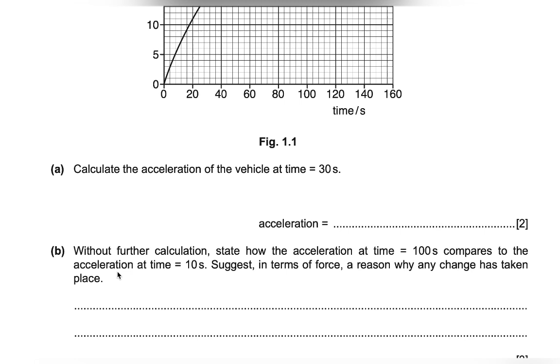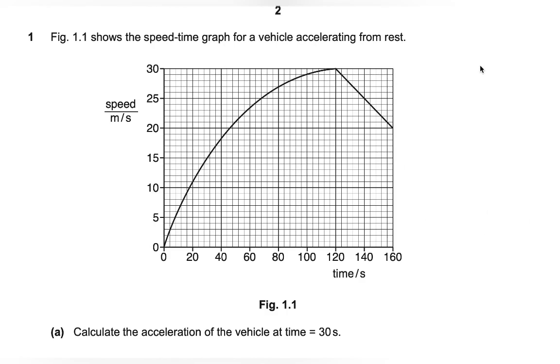Acceleration at time t equal to 100 is slower because the vehicle is reducing. See, at 100 the vehicle is reducing almost to a constant speed, so it will be slower. Here it's faster. At this point, t equal to 10, the acceleration is increasing. This is called increasing acceleration. This is decreasing now, about to decrease. Decreasing acceleration, or slow.